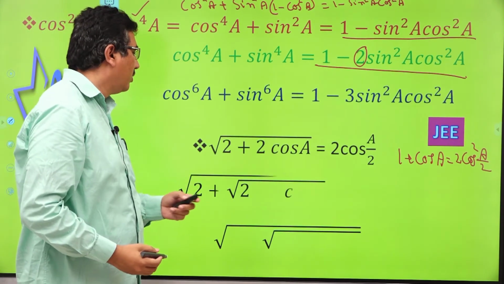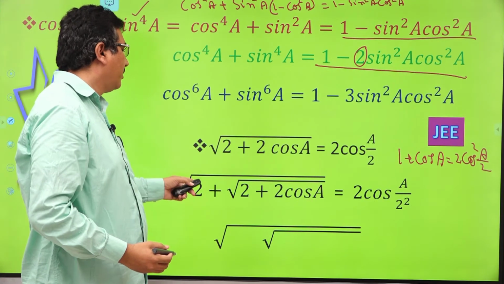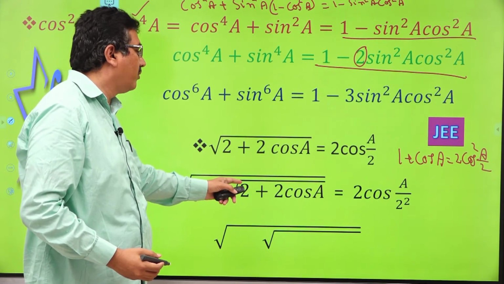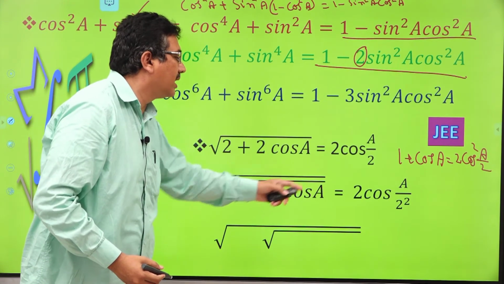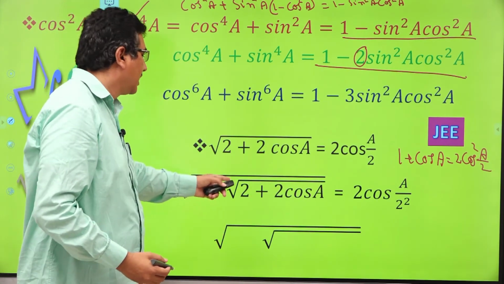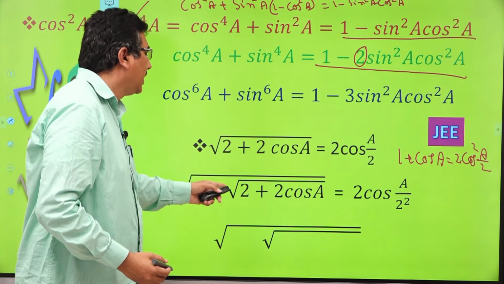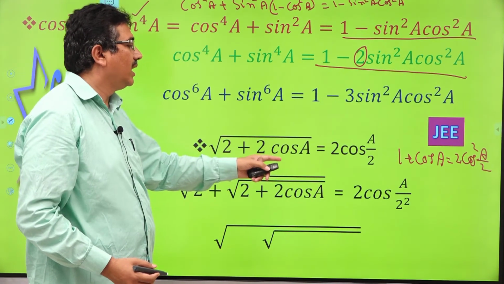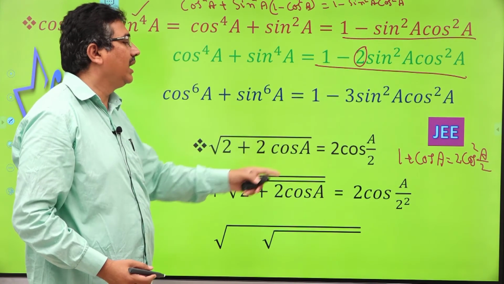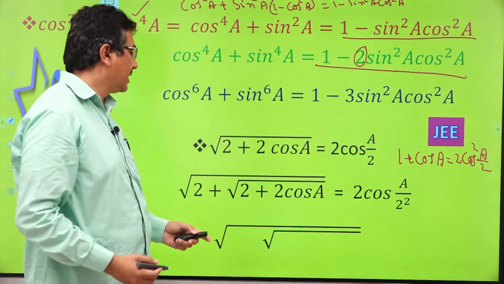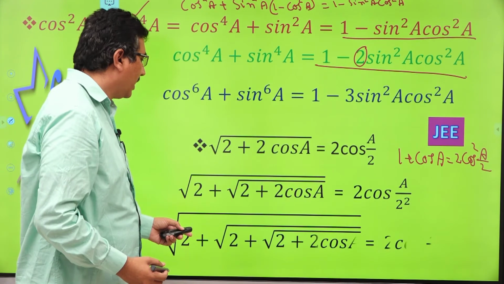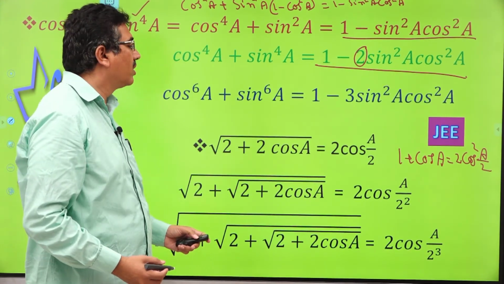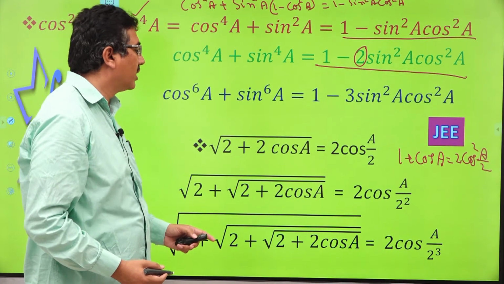Now, what is the value of square root of 2 plus square root of 2 plus 2 cos A? The value of this is 2 cos A by 2. That is equal to 2 cos A by 2 square. Now, what is the value of this? That is equal to 2 cos A by 2 cube.